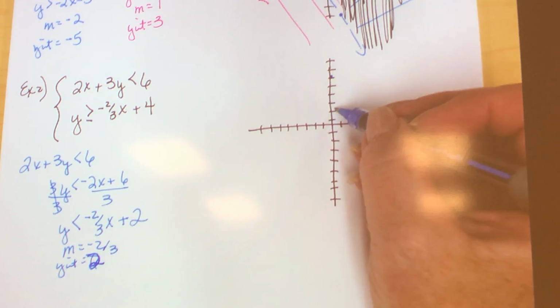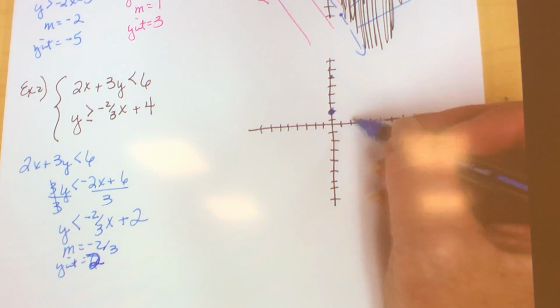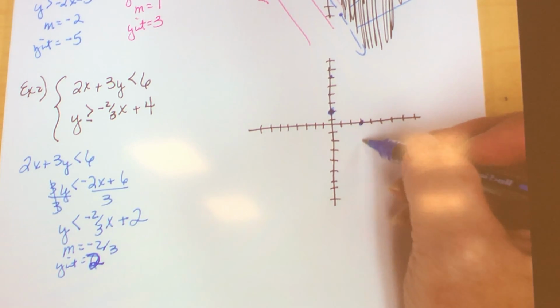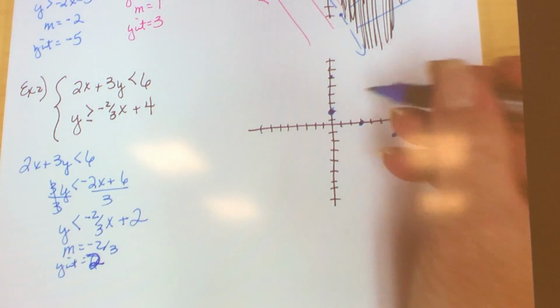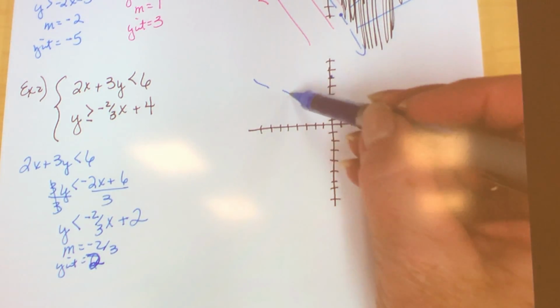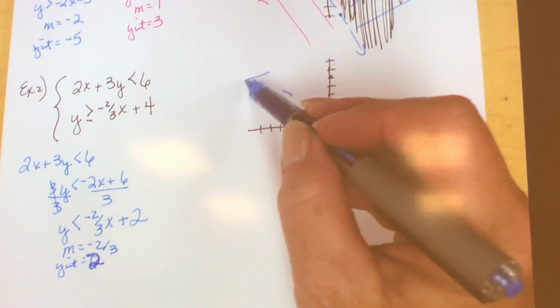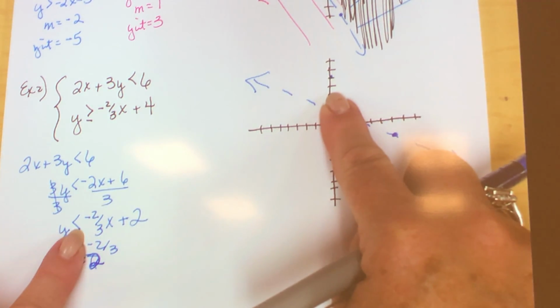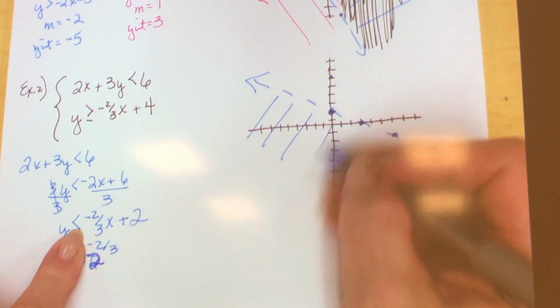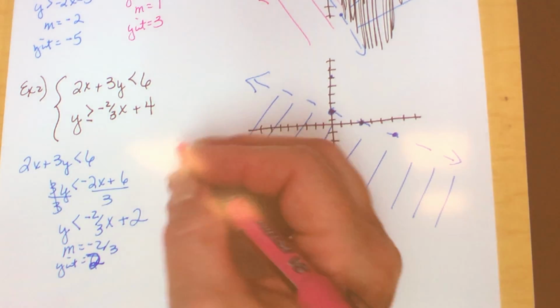Is that right? My slope's negative 2/3, so I go down 2 to the right 3. Down 2 to the right 3. It's a dotted line. I want the y's that are less than, so that will be below it, right? This guy over here.